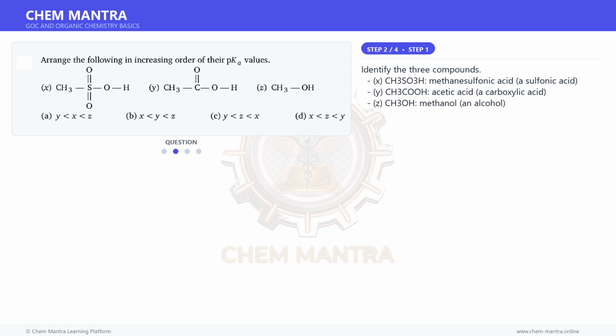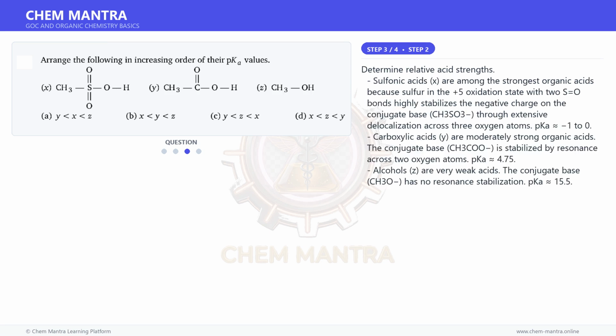Identify the three compounds. X, CH3SO3H, methane sulfonic acid, a sulfonic acid. Y, CH3COOH, acetic acid, a carboxylic acid. Z, CH3OH, methanol, an alcohol. Moving on to the next step.